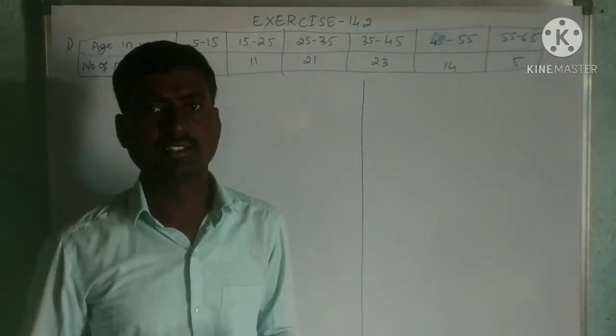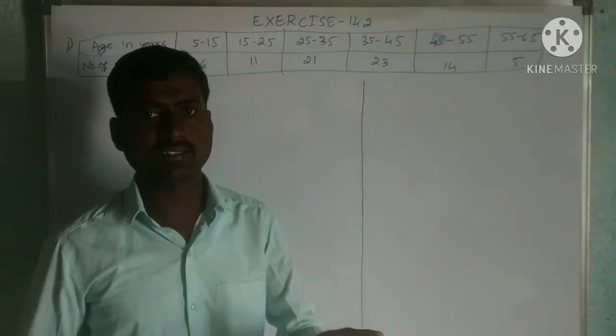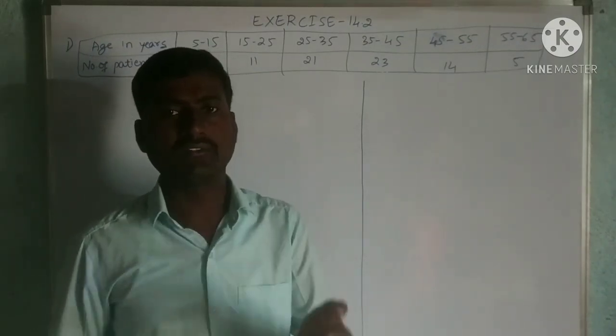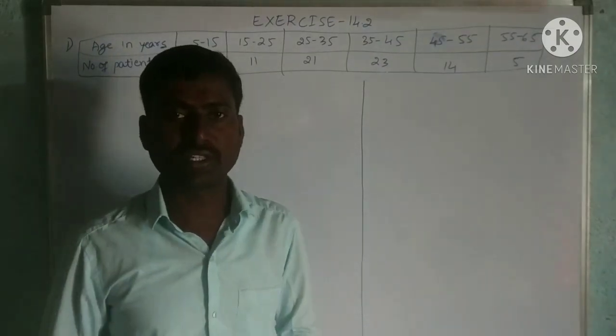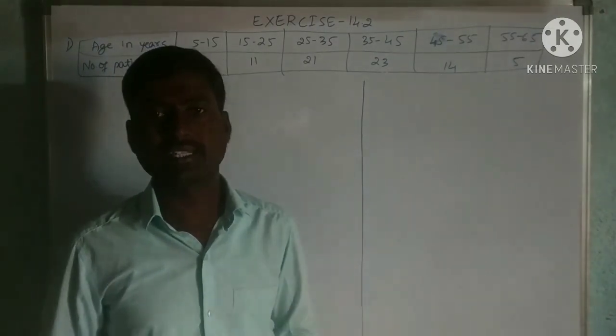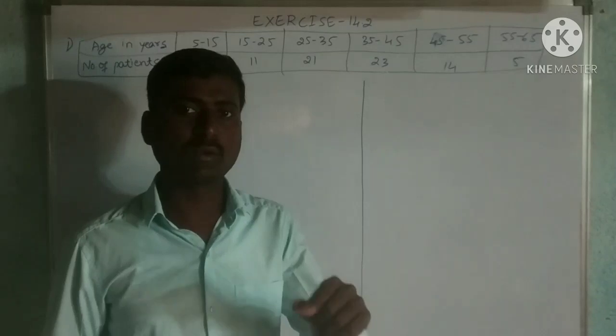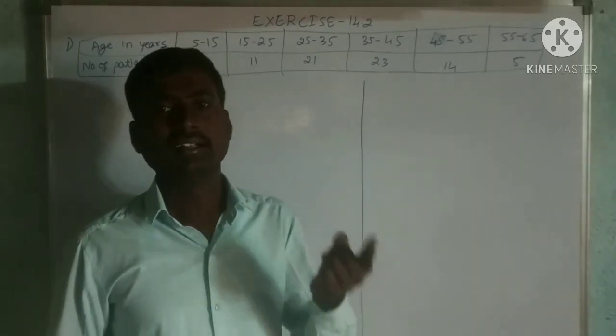Dear students, in the last class we discussed the formula to find the mode. What is that? Mode is equal to L plus (F1 minus F0) divided by (2F1 minus F0 minus F2), into H, where L is the lower limit of the modal class.